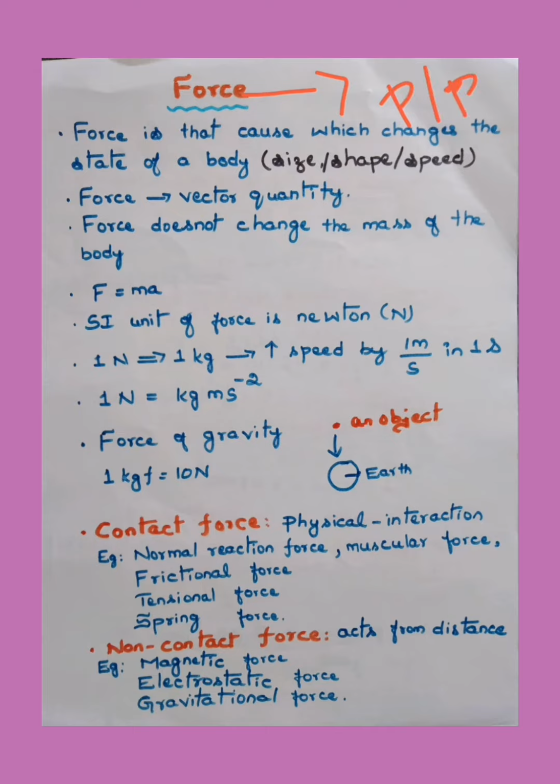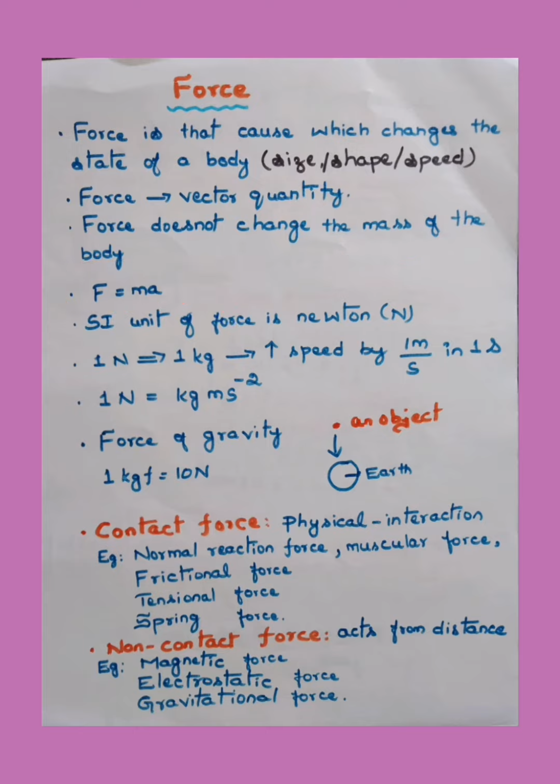Usually these definitions won't be asked in the exams, I feel. Let's learn the concept, understand it, and then go to the important points. Force is a vector quantity. It means it has magnitude as well as direction. Force does not change the mass of a body. These are the basics, and we have already learned about F = ma, that is Newton's second law related to force. You can check the previous video for all these examples for Newton's second law.